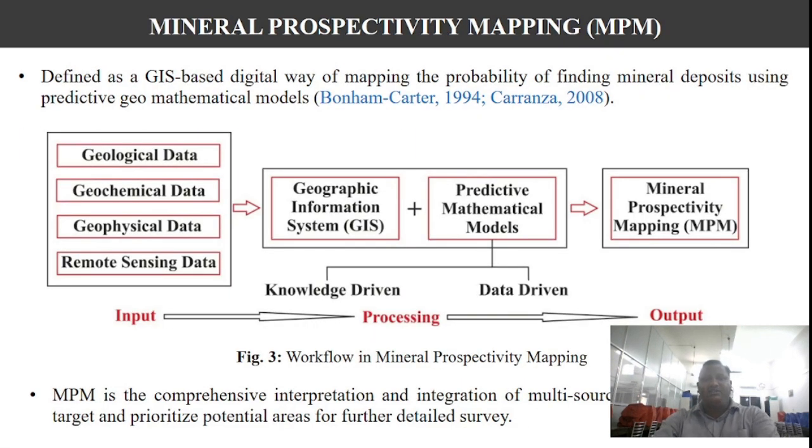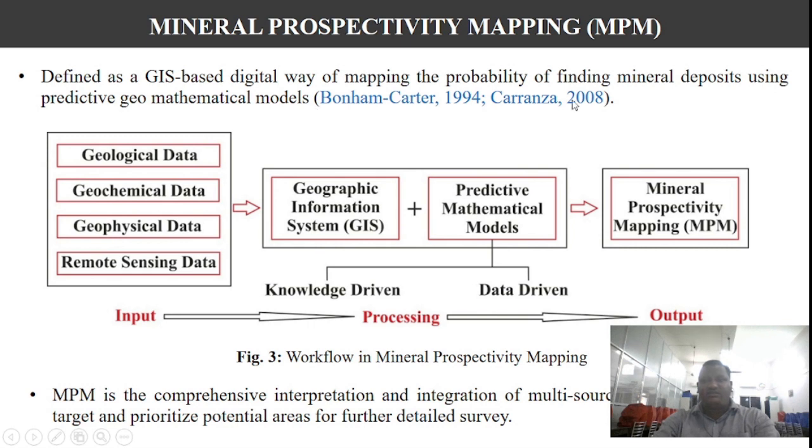Let's now come to mineral prospectivity mapping. What does the word prospectivity mean? Prospectivity means possibility, probability, or likelihood. That means mapping the likelihood or possibility, or mapping the probability of finding a mineral deposit is called mineral prospectivity mapping. As can be seen in the definition, it is defined as a GIS based digital way of mapping the probability of finding mineral deposits.